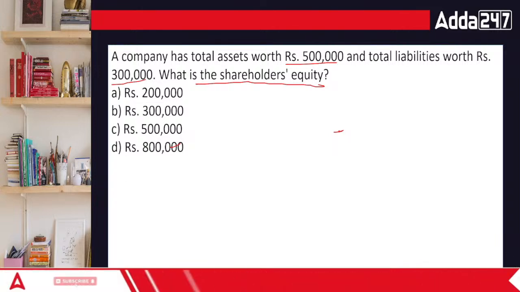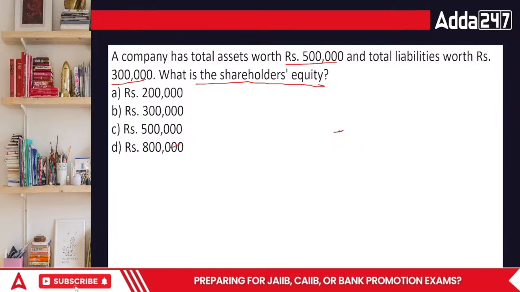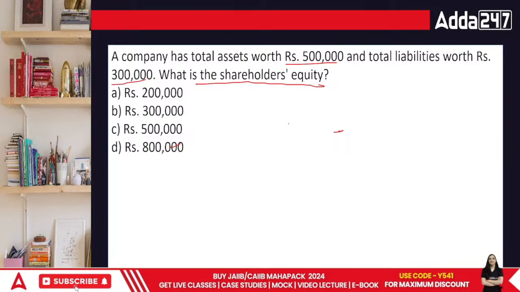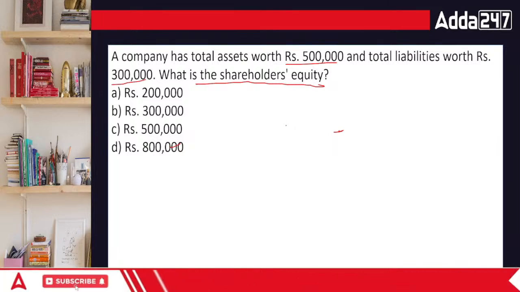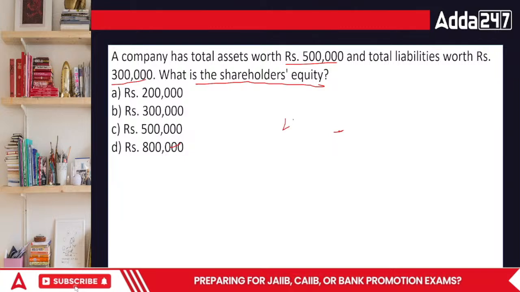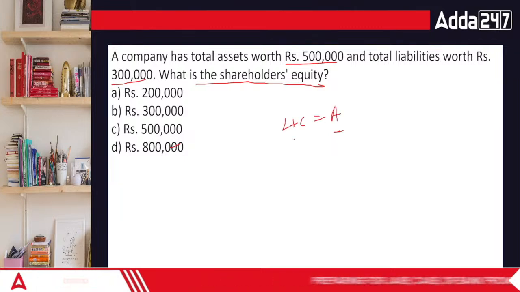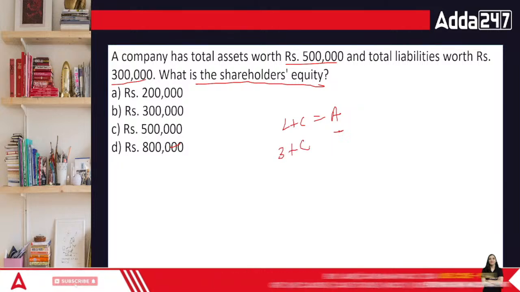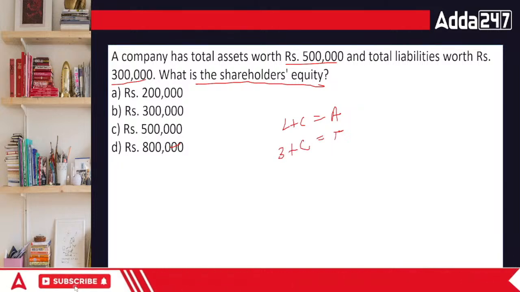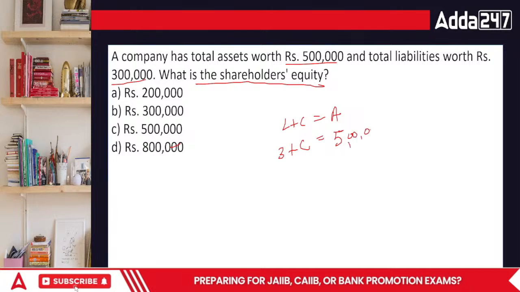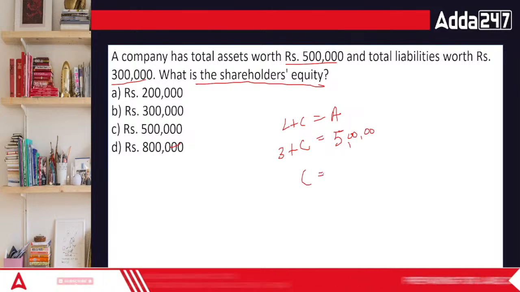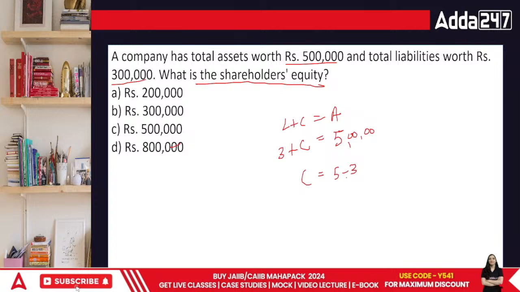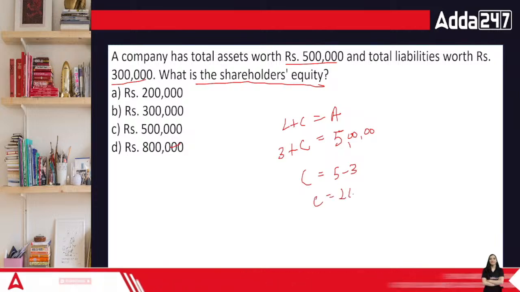What was the balance sheet equation? The balance sheet equation was only one thing. That was liabilities plus capital is equal to assets. Liabilities were worth rupees 3 lakh plus capital we do not know, but we know about the assets. It is worth rupees 5 lakh. That is, capital is equal to 5 lakh minus 3 lakh. Capital is 2 lakhs.